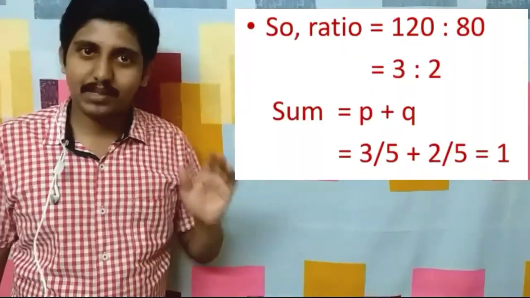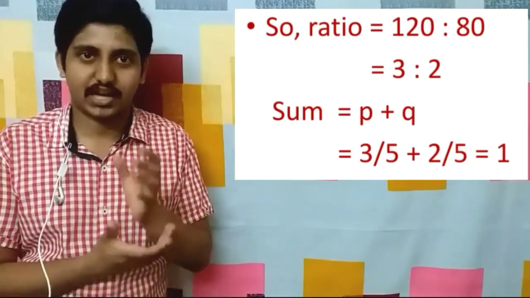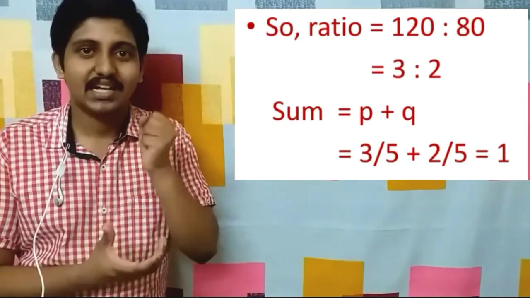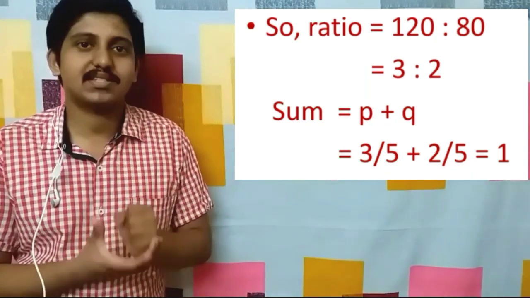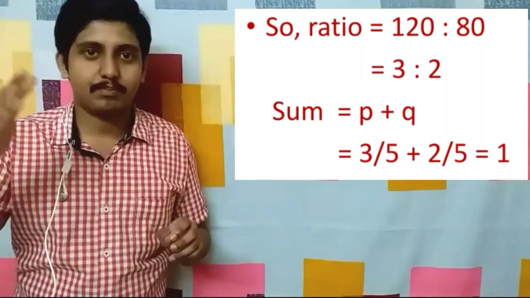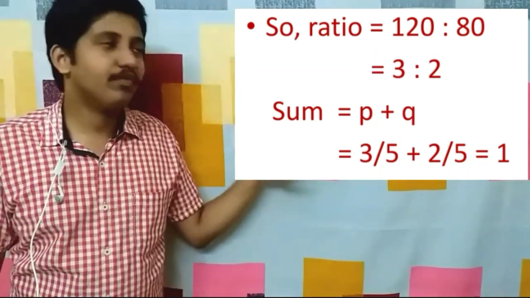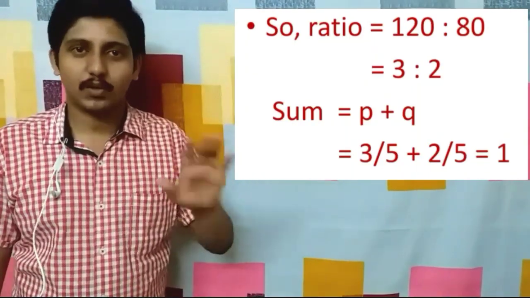There in our example, it was 3:2. So, the proportion of capital B alone in the population is 3 by 3 plus 2, that is 3 by 5, and small b is 2 by 5. So, 3 by 5 plus 2 by 5, 5 by 5, that is 1. And that is proved here. That is P plus Q equal to 1.